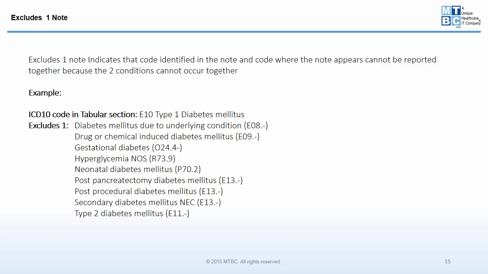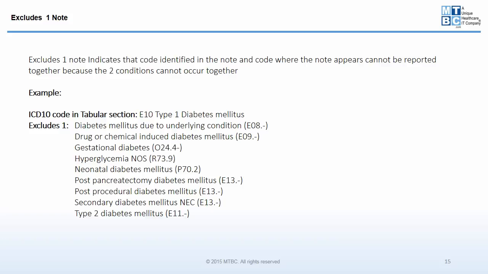Okay, so an excludes note indicates that the code identified in the note and the code where the note appears cannot be reported together because the two conditions cannot occur together. So for instance, the patient has diabetes with an underlying condition. Let's say they have chronic kidney disease. This E10 is only for type 1 diabetes mellitus. That's all you know, you're going to use the E10.